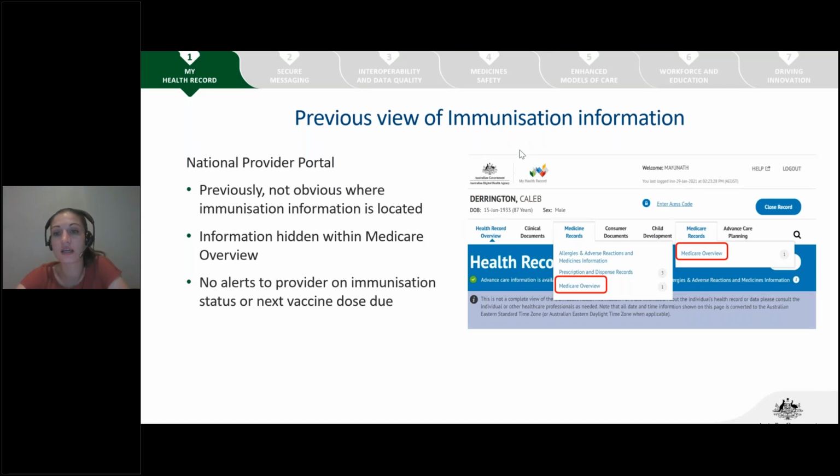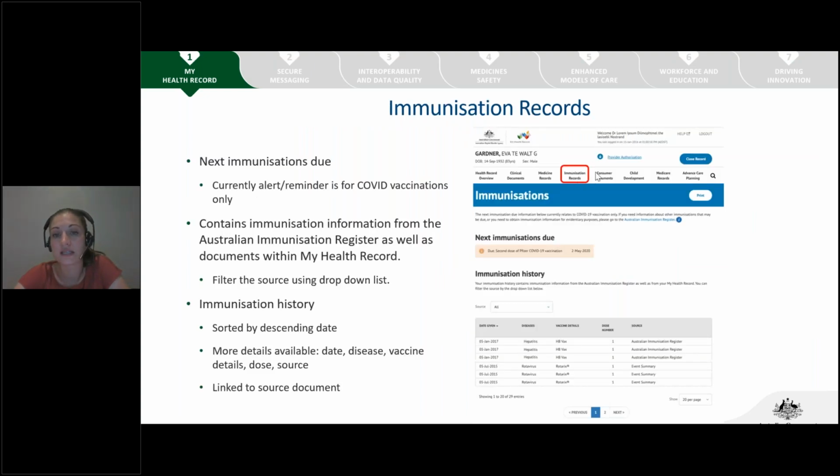So previously, as I said, even in the National Provider Portal, you would have to look for the Medicare overview to find that AIR data. Now there is a new immunization records tab that you have access to. So basically, the AIR data has now been removed from the Medicare Overview area, and there is now a new immunization records tab.